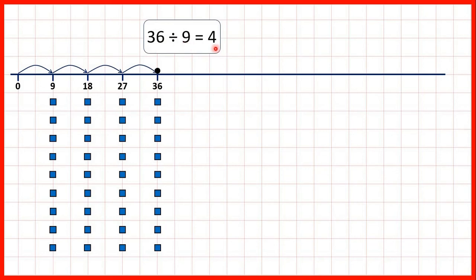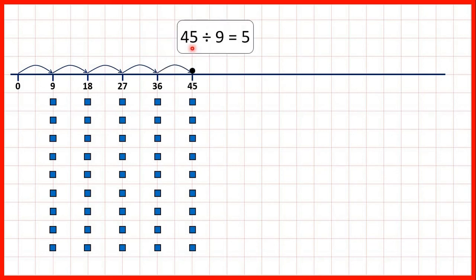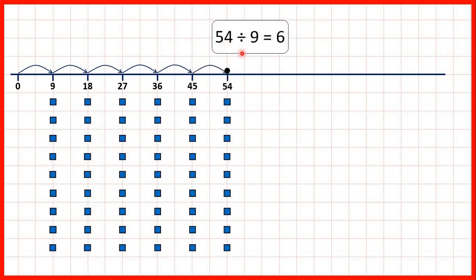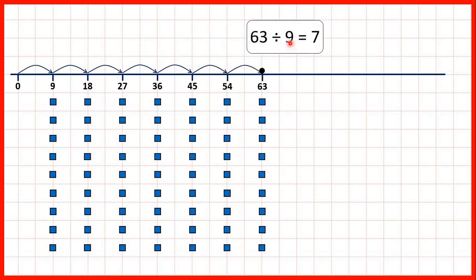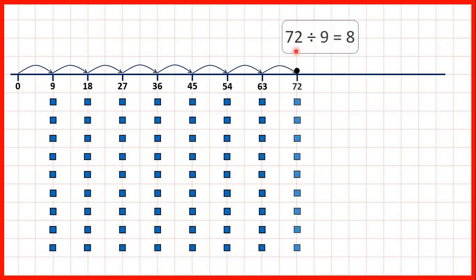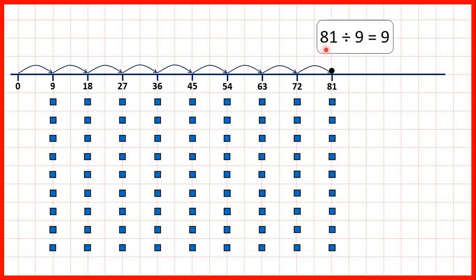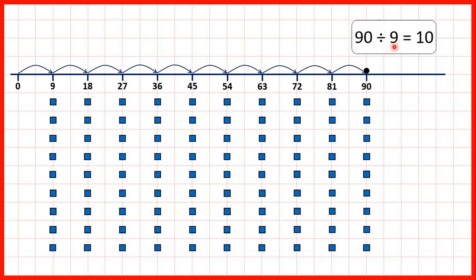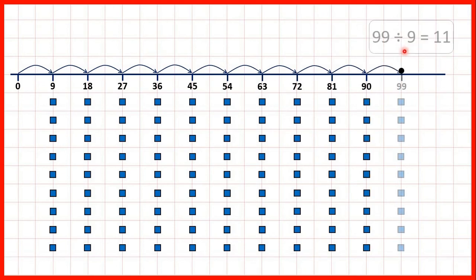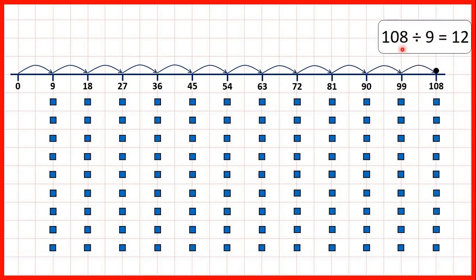36 divided by 9 is 4. 45 divided by 9 is 5. 54 divided by 9 is 6. 63 divided by 9 is 7. 72 divided by 9 is 8. 81 divided by 9 is 9. 90 divided by 9 is 10. 99 divided by 9 is 11. And 108 divided by 9 is 12.